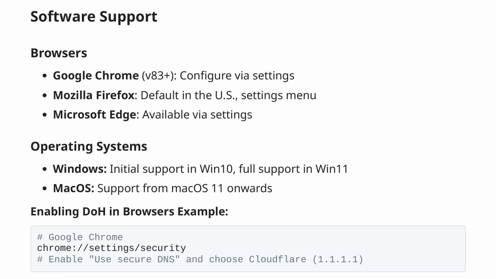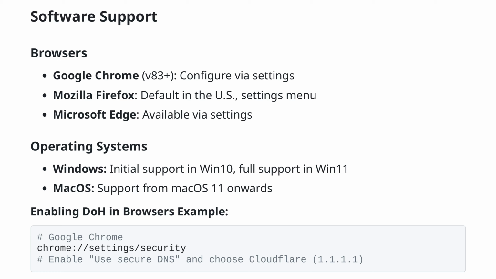For enabling DoH in Google Chrome, you would navigate to chrome://settings/security, enable Use Secure DNS, and then choose Cloudflare 1.1.1.1 for your secure DNS provider. This setup helps to ensure your DNS queries are encrypted and more secure.